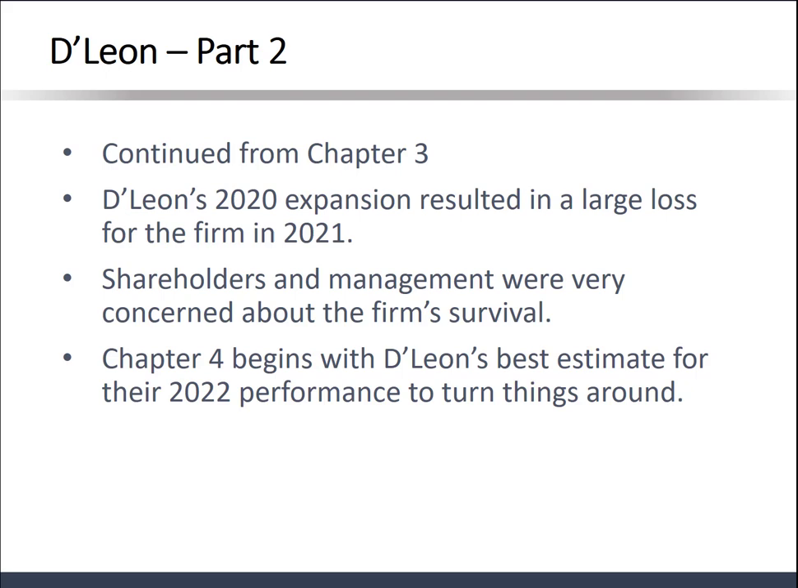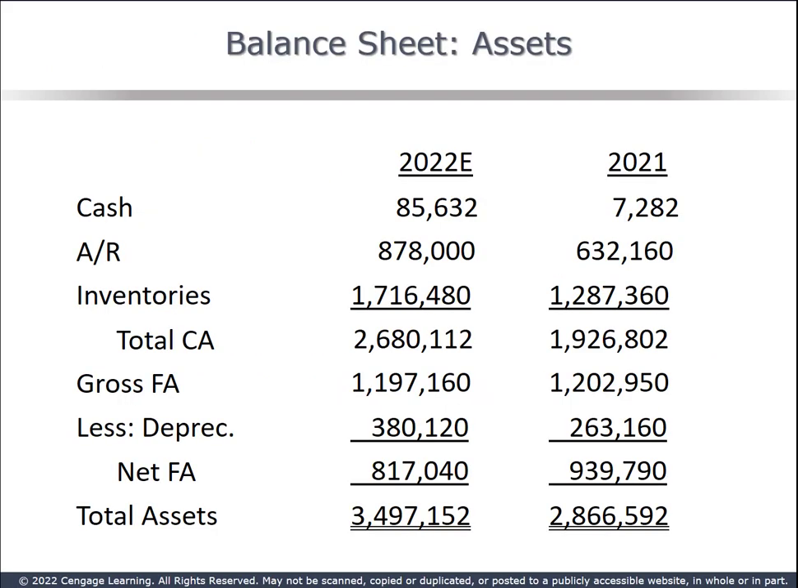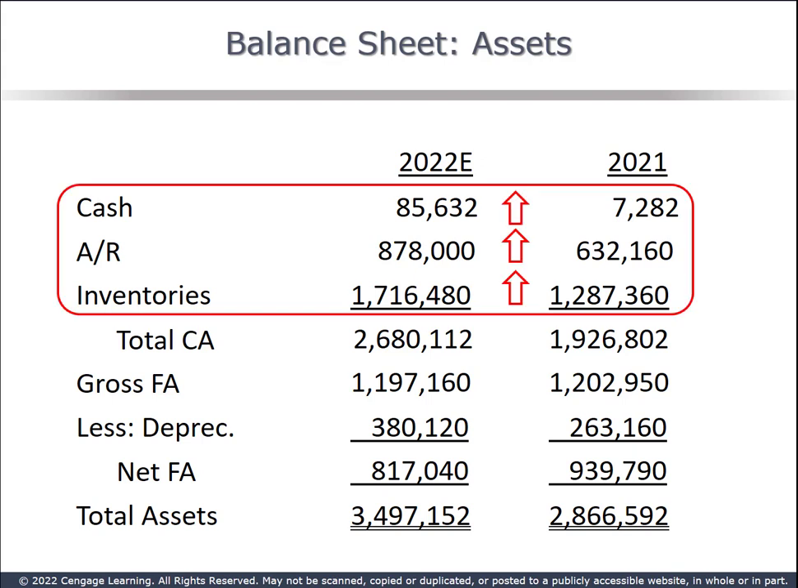As reported, the results were not good, and DeLeon's board of directors and shareholders want some changes made, and quickly. DeLeon's management has taken a hard look at things and projected their best estimate for results for 2022. Starting with their projected balance sheet on the asset side, they're projecting a significantly improved cash position, while accounts receivable and inventories continue to rise.